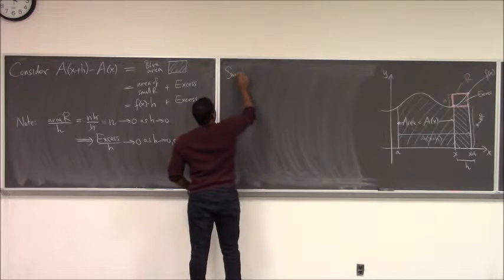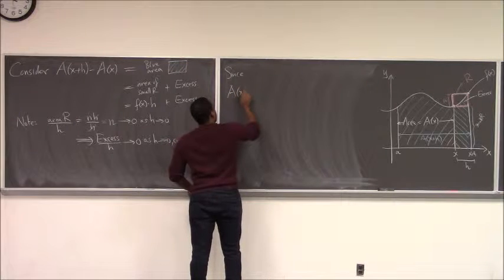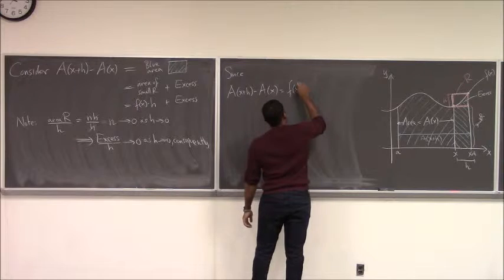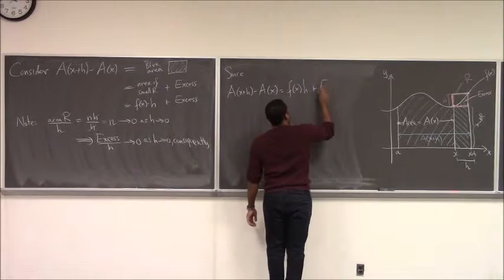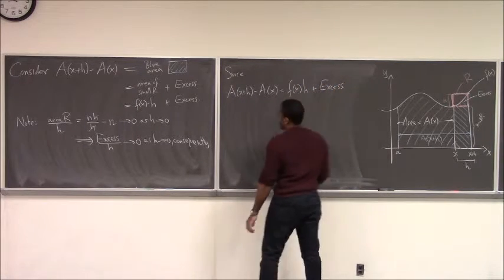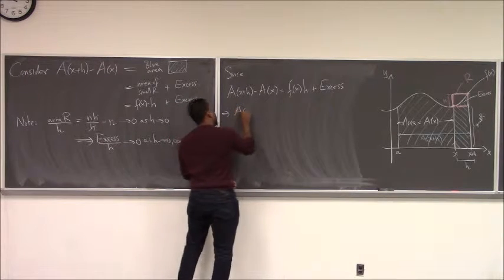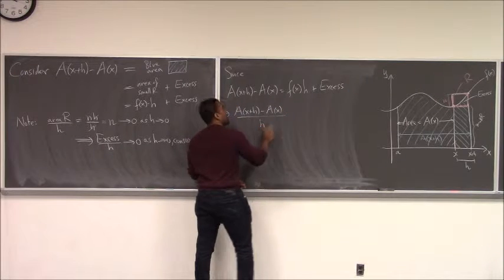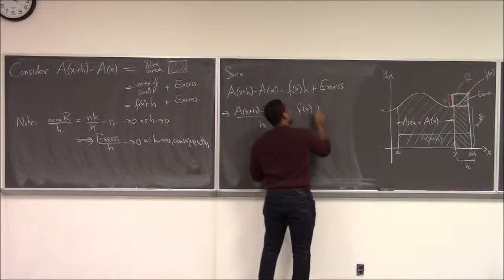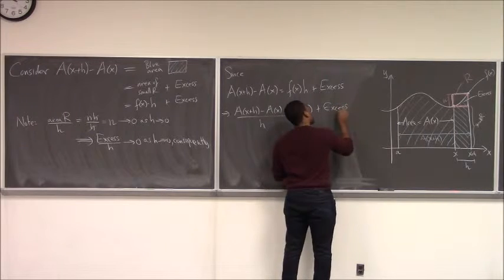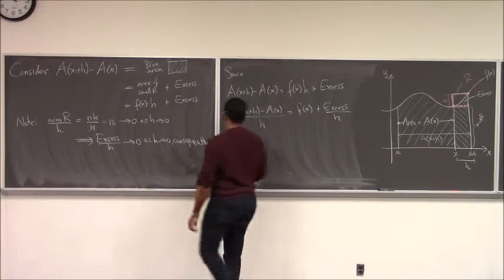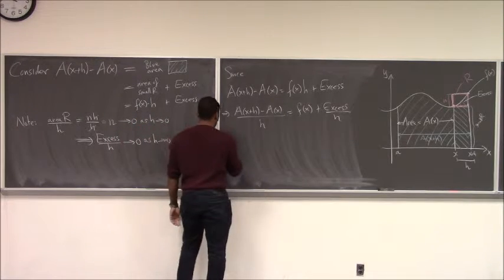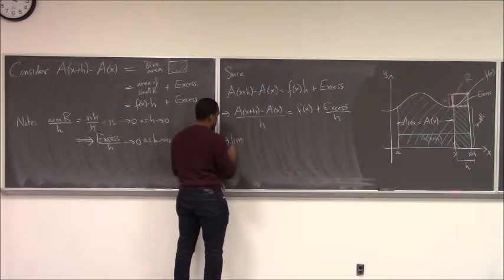So since now I can write A of x plus h minus A of x is equal to f of x times h plus the excess, I can divide both sides by h. It's going to be some positive number. And now what I'm going to do, this looks quite familiar. It's a difference quotient. And so we like taking limits of difference quotients, so I'm going to do that.